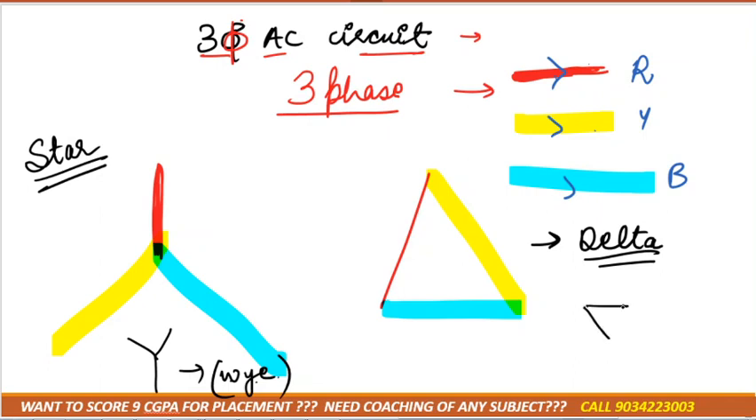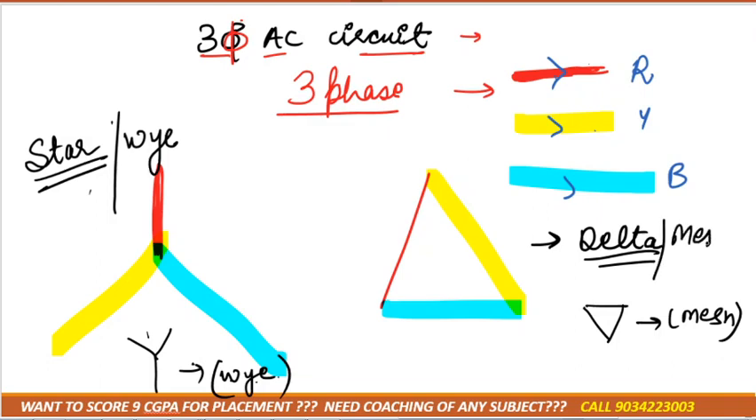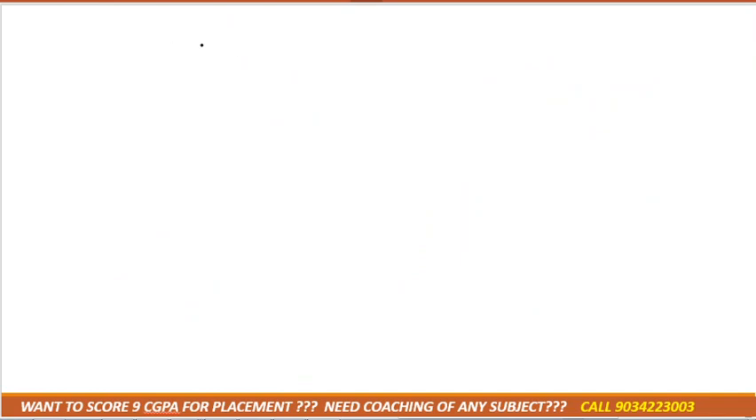And if I make the delta opposite like this, then it will form a mesh connection. So they can give you another name also. Star connection, another name is Y connection. Delta connection, another name is mesh connection. Now in this we'll learn in depth about the star connection as well as the delta connection.